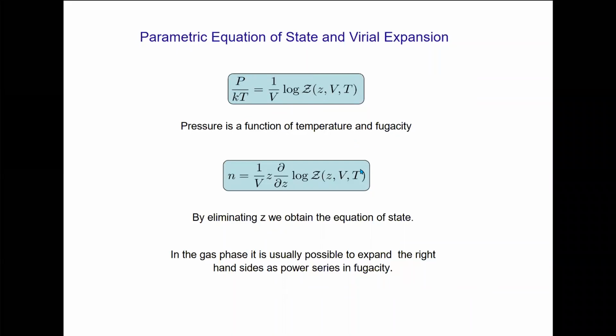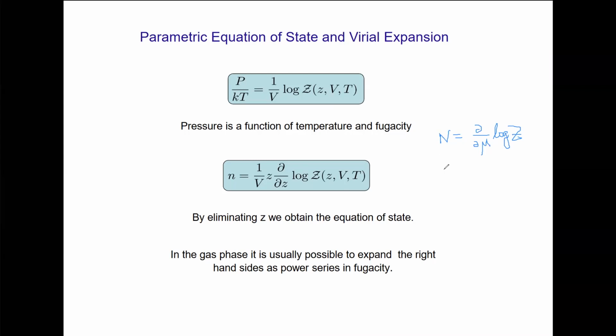So now let me remind you that we calculated before the average number of particles in the system, which was d over d mu of log of Z, which is the same as z d over dz of log of Z.